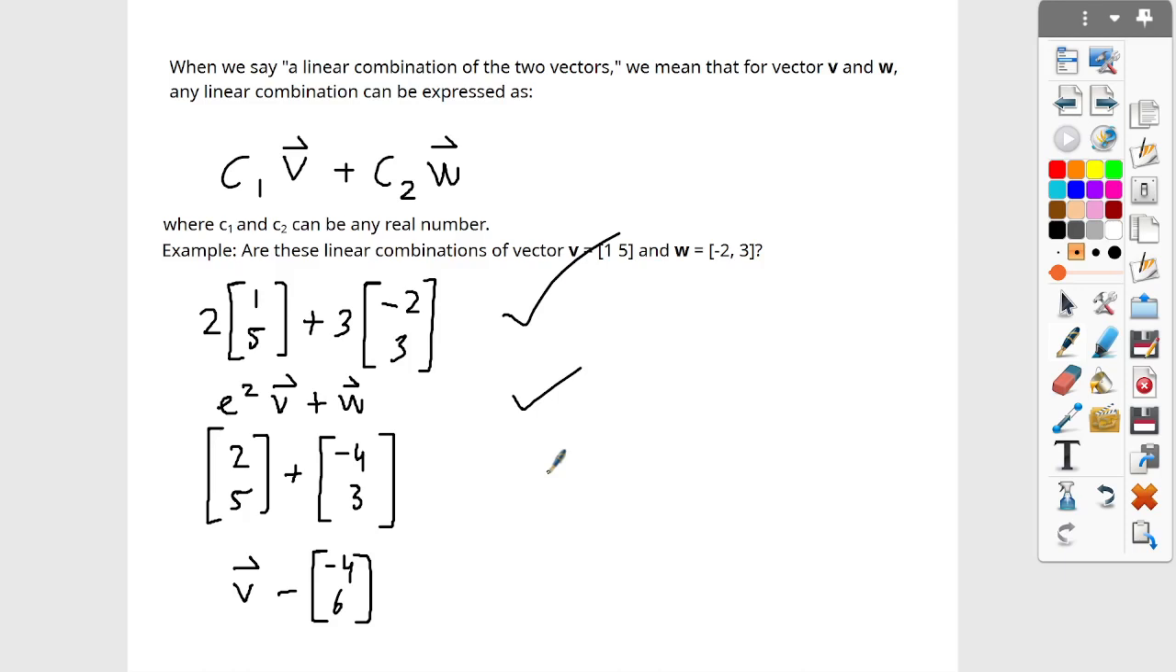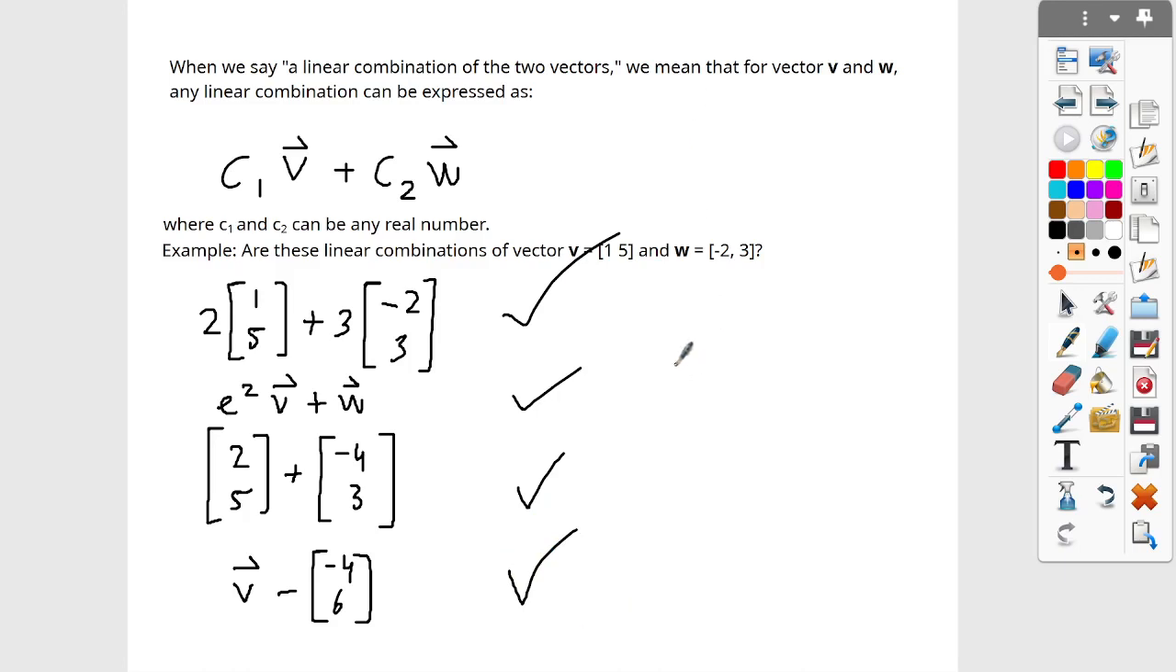Now, what about (2, 5) plus (-4, 3)? You can add two vectors. So yes, linear combination. What about the last one? The vector v minus the vector (-4, 6). That is also a linear combination. They're all linear combinations. I don't know why I didn't put a non-example in there.